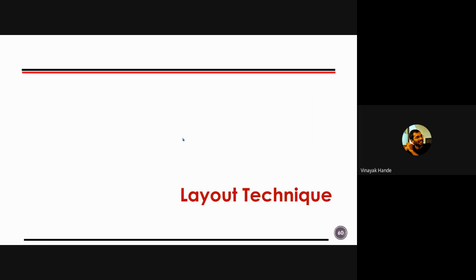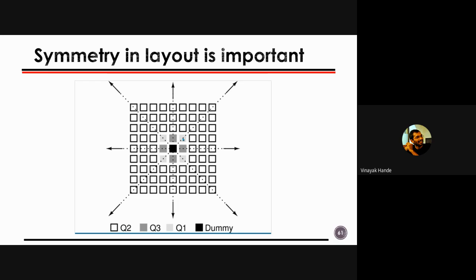Last thing which I wanted to discuss is the layout technique, right? And as somebody has figured out, I think Miss Madhuri figured out why dummy is required, right? Then here is the ratio of Q1, Q2, and Q3.